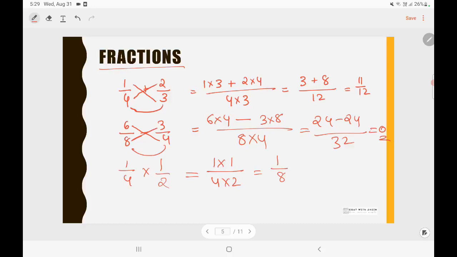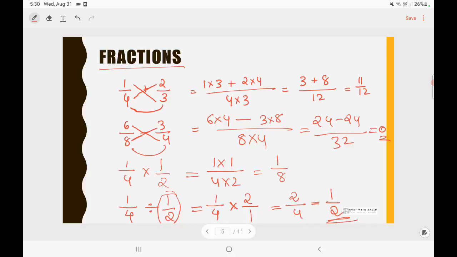Now let's say you need to divide two fractions, that is 1 by 4 divided by 1 by 2. What you need to do is you can make it as 1 by 4 multiplied by the reciprocal of this fraction, that is you will get 2 by 1. If you change this division to multiplication, you can actually take the reciprocal of this fraction here. So you will get 2 divided by 4, which is equal to 1 by 2. So this is how you need to do the operations on fractions.